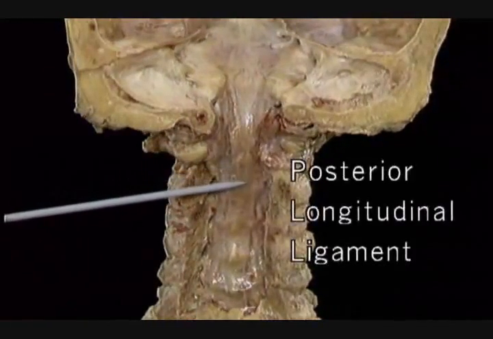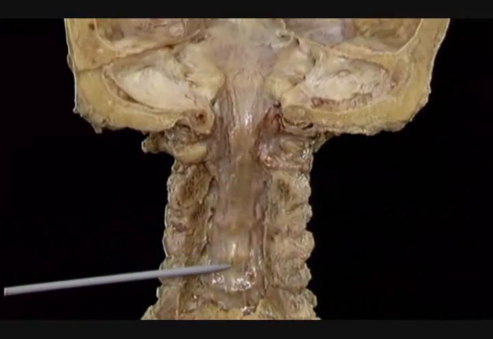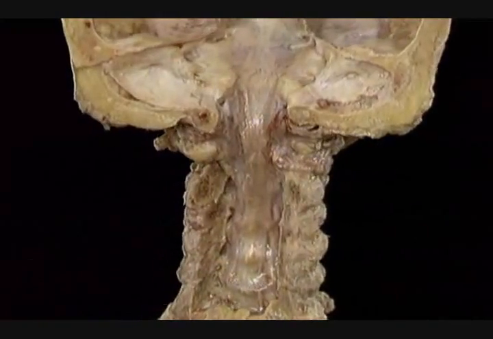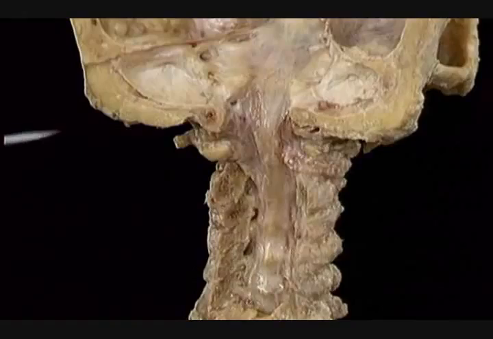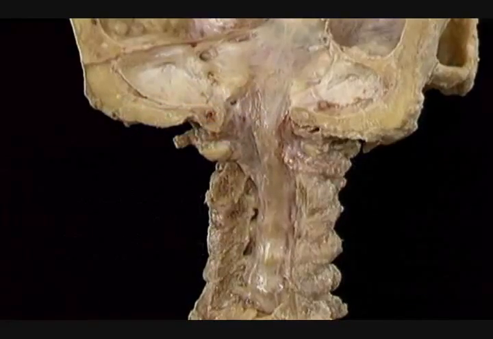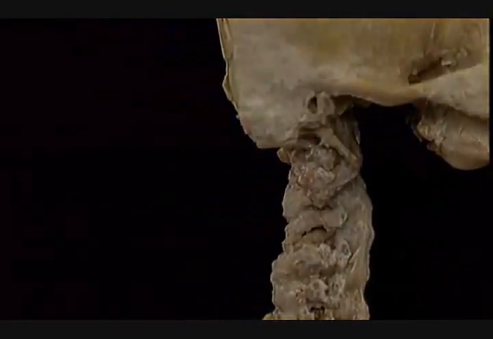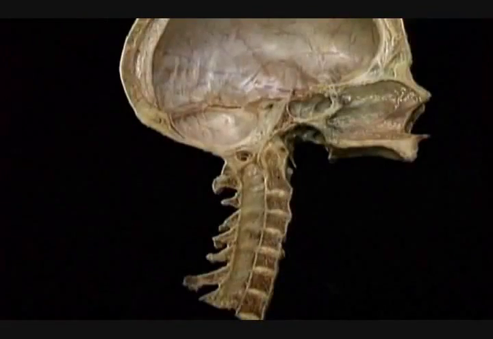This is the posterior longitudinal ligament. It's much broader and thicker here in the neck than it is lower down the spine. The highest part of this ligament goes by a different name. It's called the tectorial membrane. To get a different view of it, we'll look at a specimen that's been divided in the midline.